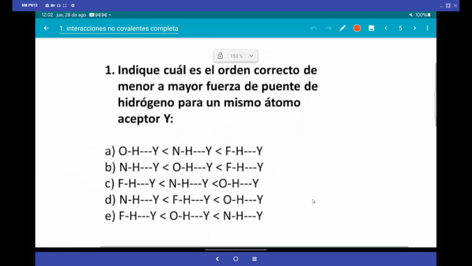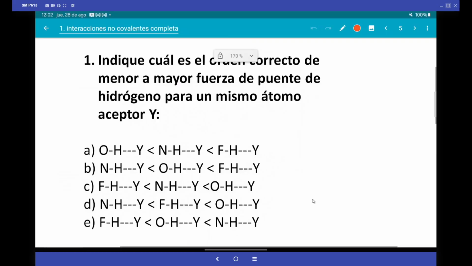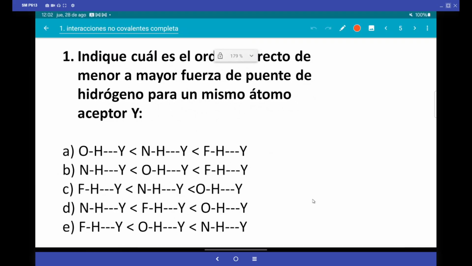And now you are going to answer this. Indicate what is the correct order of less to greater force of hydrogen bridge for the same acceptor atom. It gives the same, and it could be the same oxygen in all cases, it does not change.